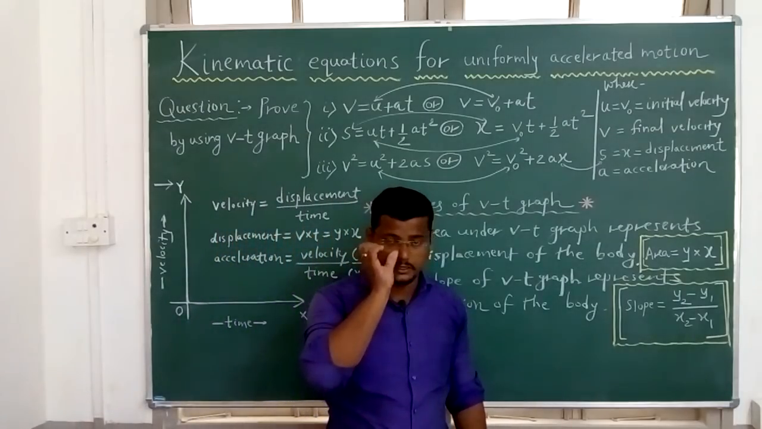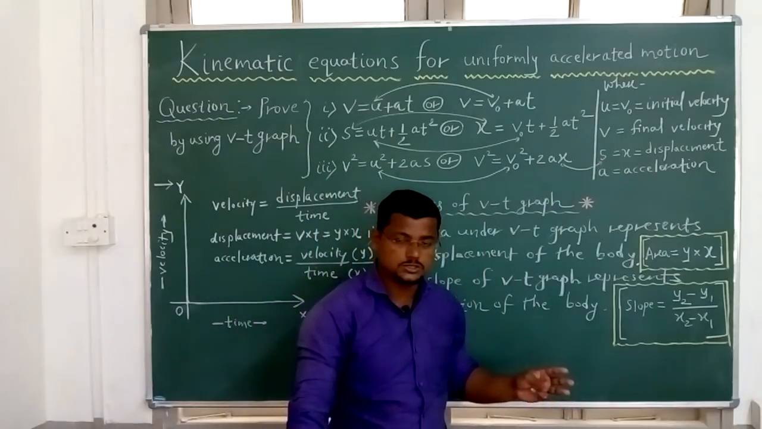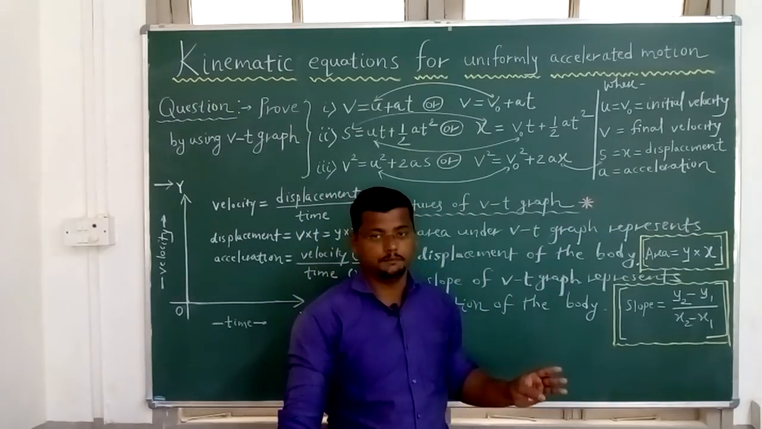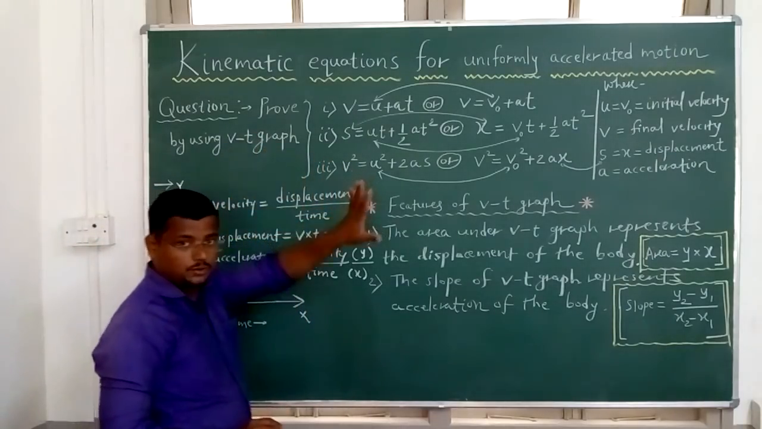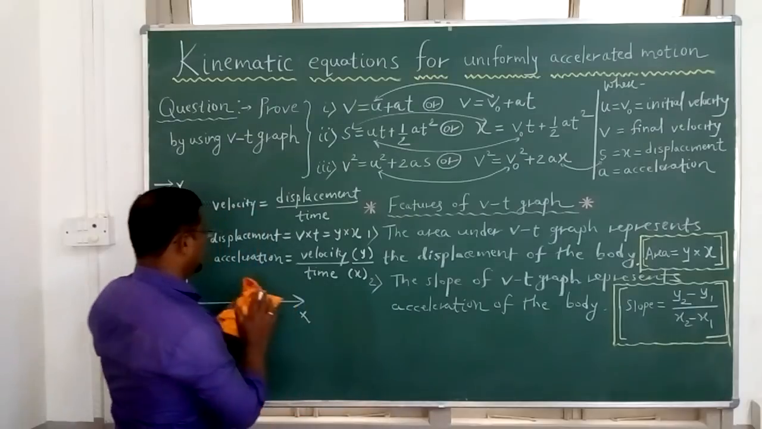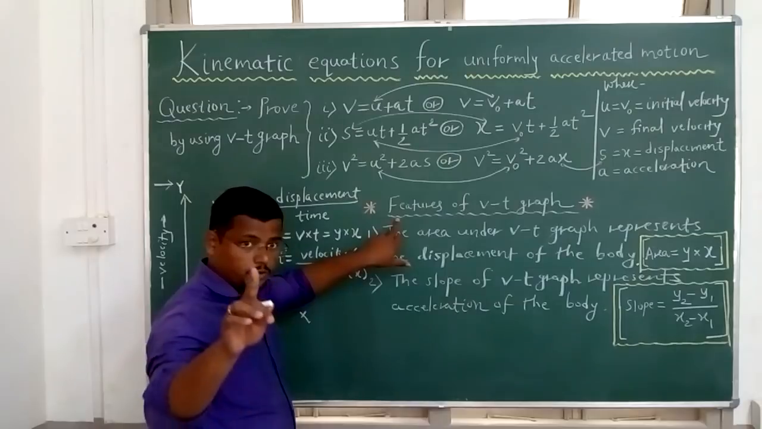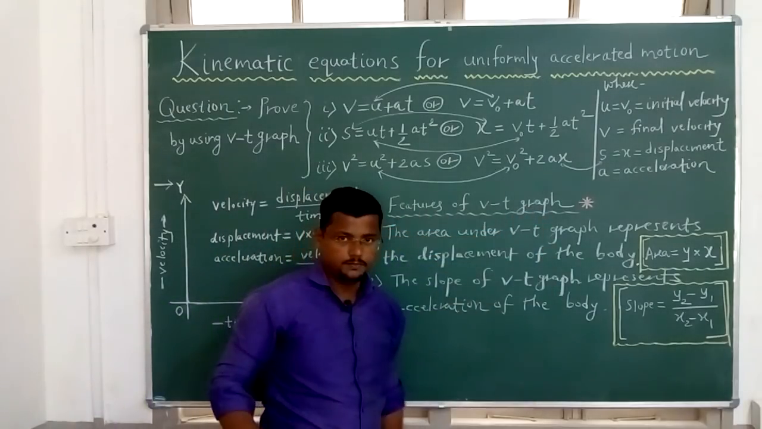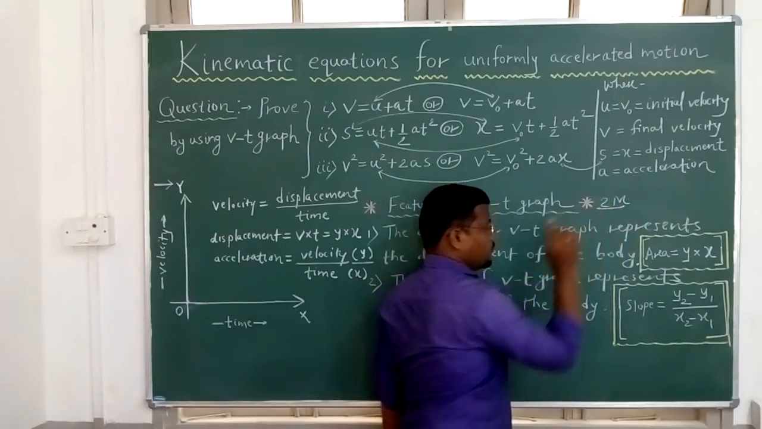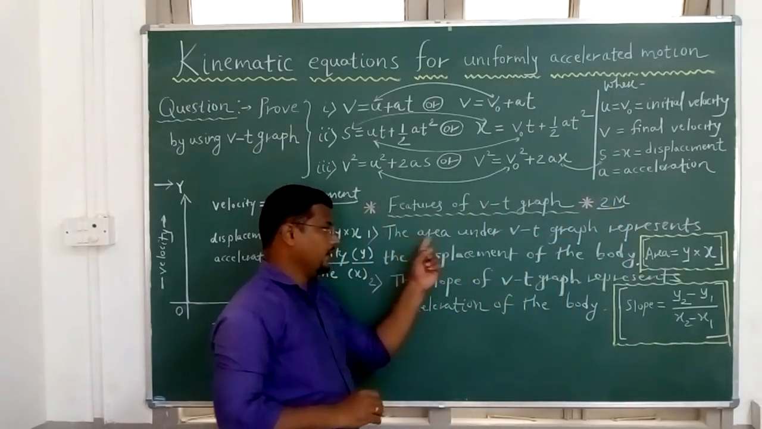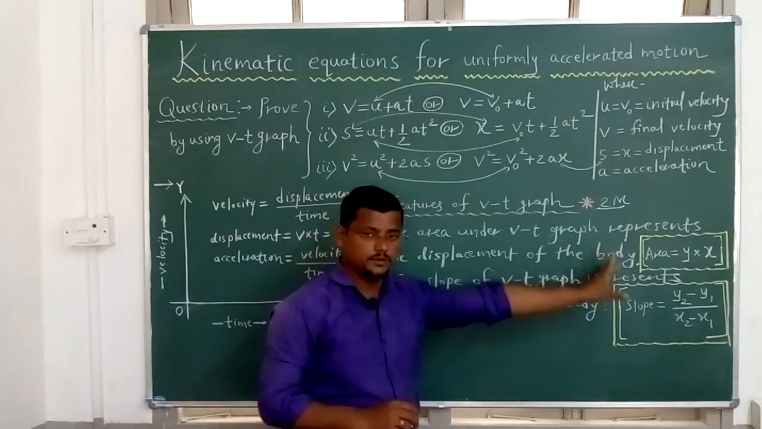So to prove these three equations, we must draw the velocity time graph because they have mentioned by using VT graph. So I have to draw the VT graph here. This I will clean. Before this, in your notebook you have to write the features of VT graph. For 2 marks they may ask, mention the 2 features of VT graph. So what is the first feature of VT graph? The area under the VT graph represents the displacement of the body.